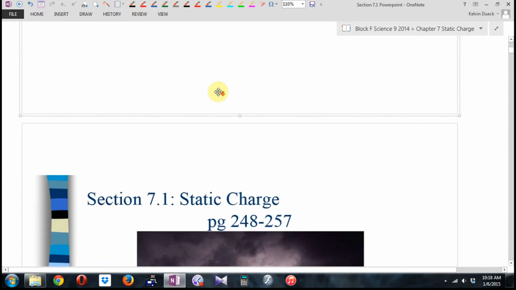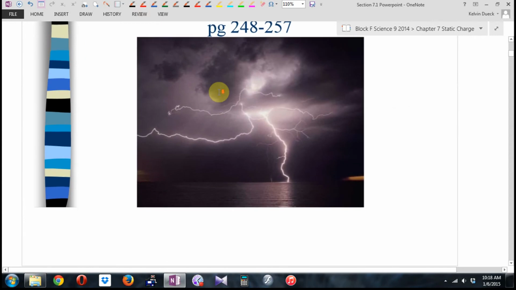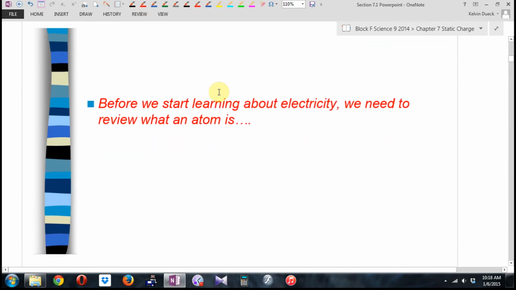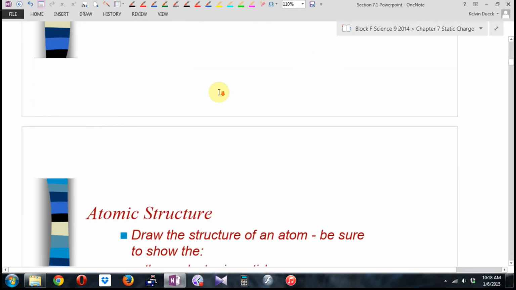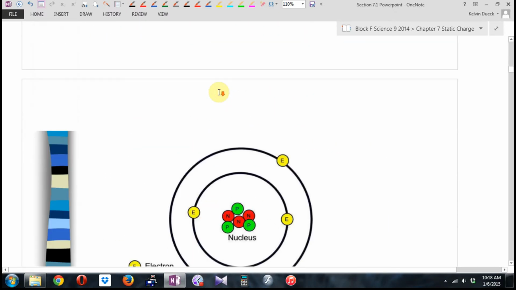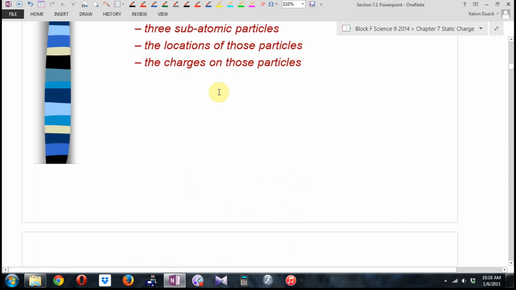I wrote down here, draw a simple model. Oh, a picture of lightning. We're going to look at that. Before we start learning about electricity, we need to review what an atom is. So in your notes it says, draw a simple Bohr model of an atom. So let's do that right here.